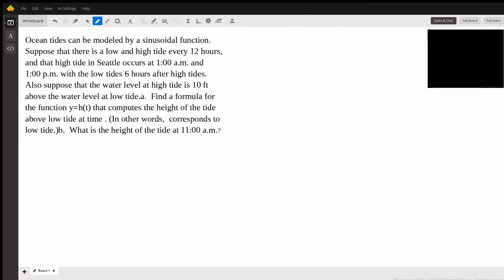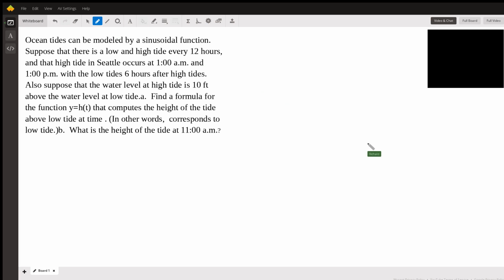This is a word problem, and we have to read it and figure out how to fit it to a trigonometric sketch, either sine or cosine. You could use either one. Because the tide that we're modeling starts at high tide, I'm going to use cosine. It just makes it easier because we're starting at a maximum.